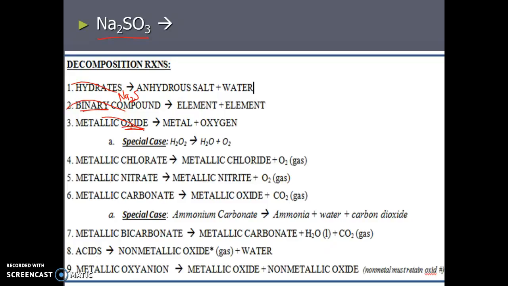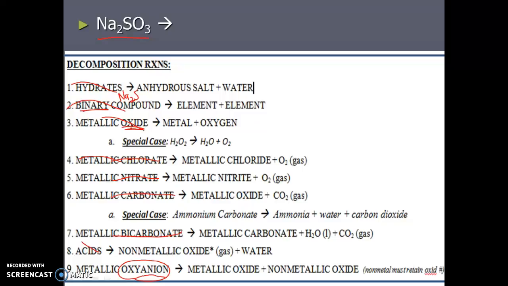So it's not a number 3. It's not a metallic chlorate. It's not a nitrate. It's not a carbonate. It's not a bicarbonate. It's not an acid. So the only thing left is metallic oxyanion. What the heck is an oxyanion? Well, the word anion means something with a negative charge. I have sodium sulfite, and sulfite is an anion. Sulfite has a negative charge.